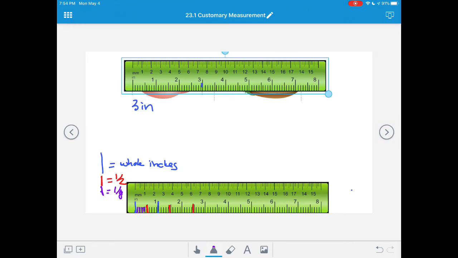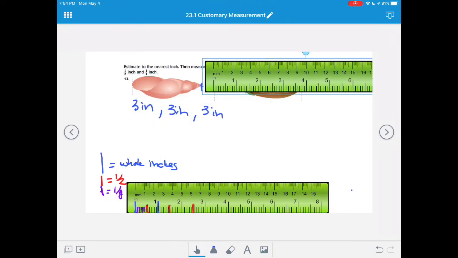So looking at this ruler, the next part of the question asks me to see in half inches and 1/4 inches. So these are all rounded right to 3. So it's 3 inches measured to the nearest half inch. It's 3 inches measured to the nearest 1/4 inch, and 3 inches measured to the nearest whole inch.